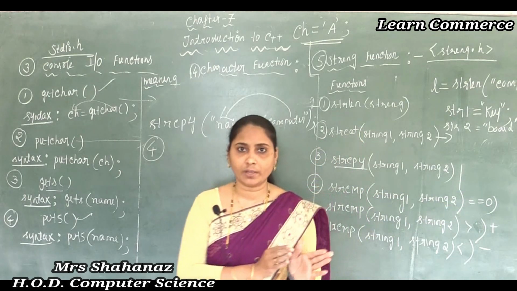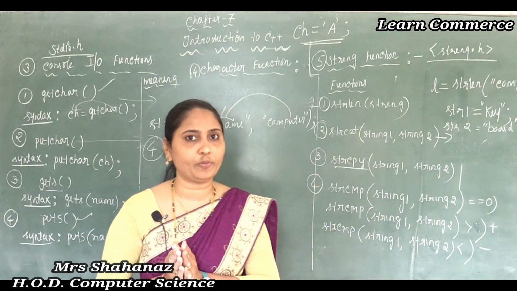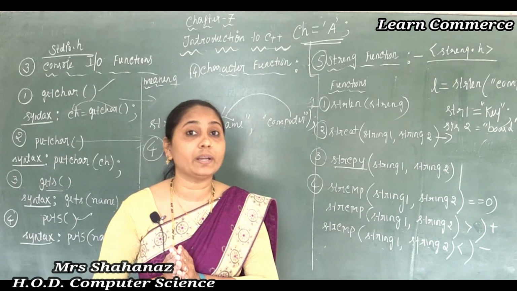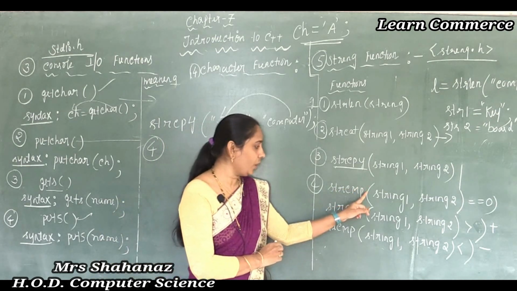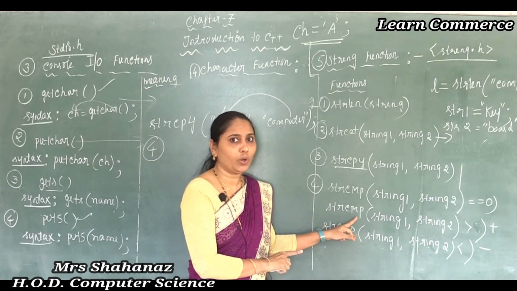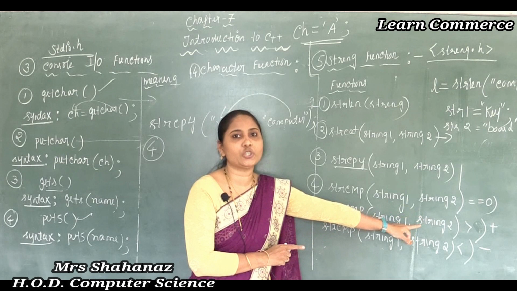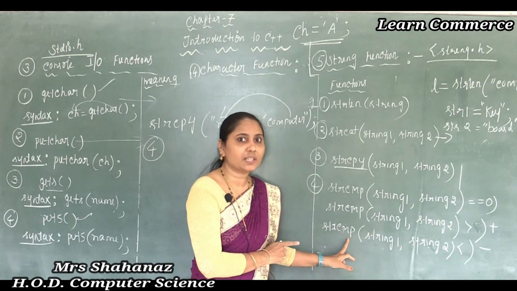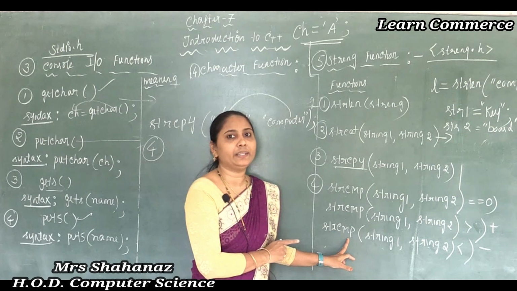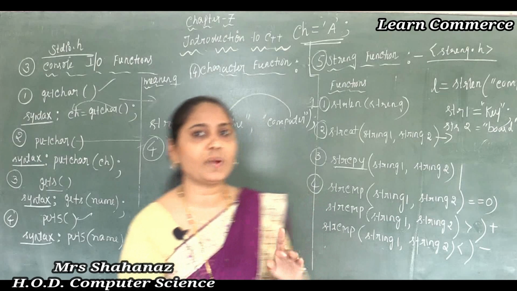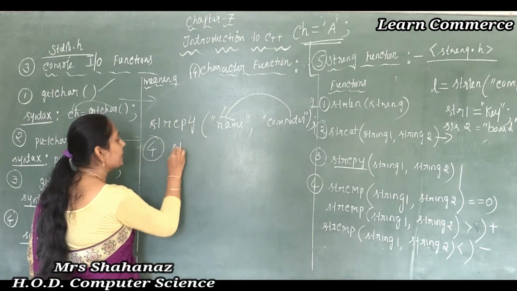When our string 1 and string 2 have no difference, both letters are the same, that means it will return the value 0. If string 1 is greater than string 2, then it will return a positive value. If string 1 is less than string 2, then it returns a negative value. Understood? Yeah, so now let's take one example.